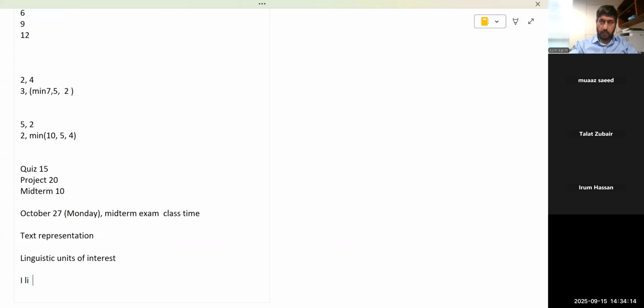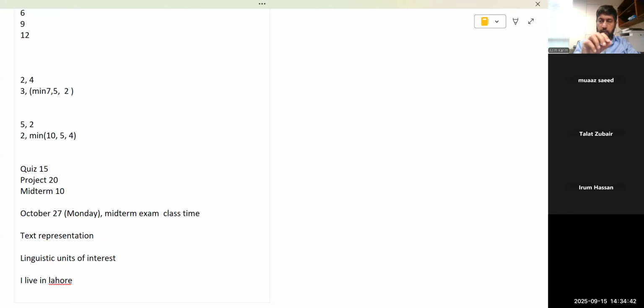So basically, I live in Lahore, for example. So we have four words here. I is one word, live is one word, in is another word, Lahore is another word. So there are four words here. And this whole complete group of words, or sequence of words, is a document, or you can say it's a larger group of words which we are interested in.